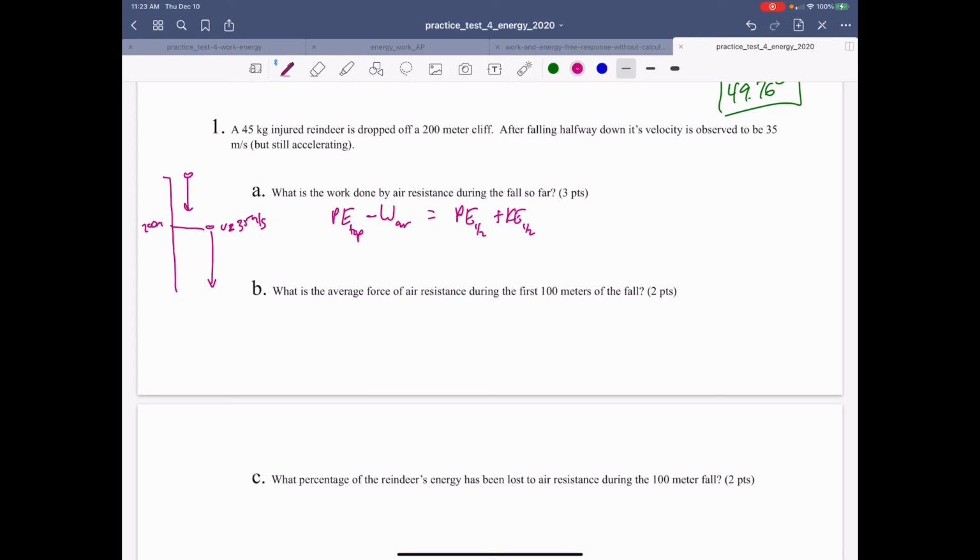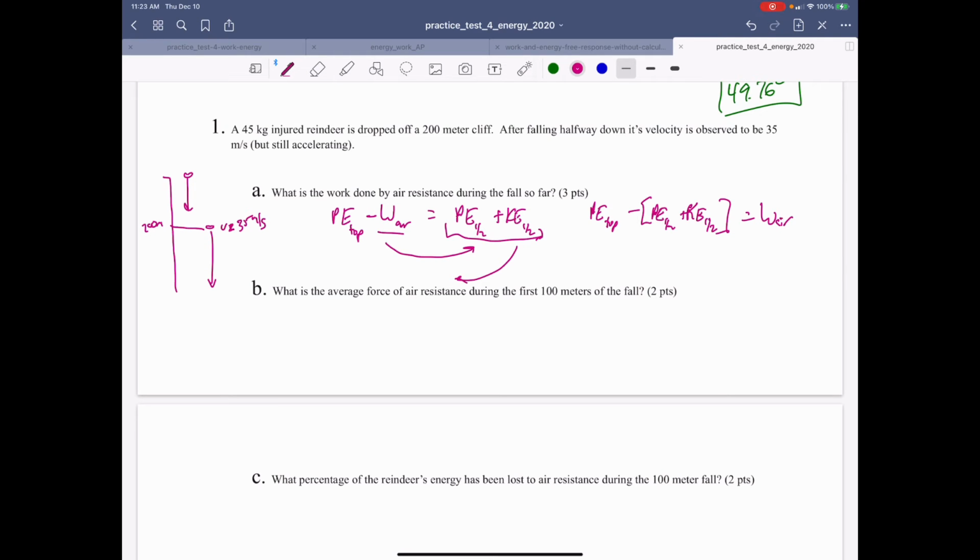So we're trying to figure out that number, the work done by air resistance. So let's just solve it algebraically. That means we're going to bring these two things over there. So it's going to be PE at the top minus the PE halfway down plus the KE halfway down. And all that's going to equal the work done by air resistance.